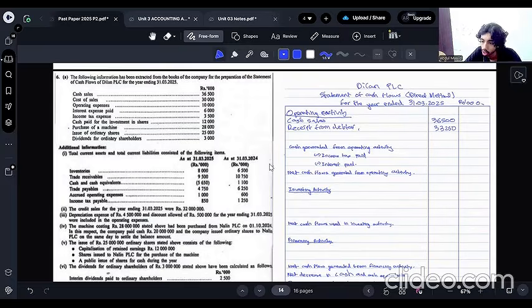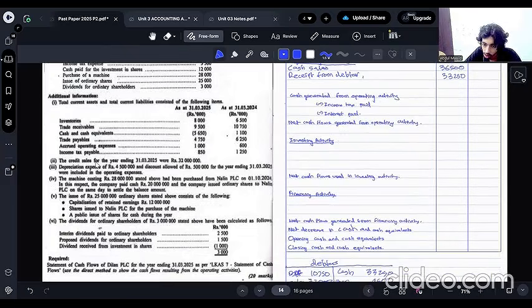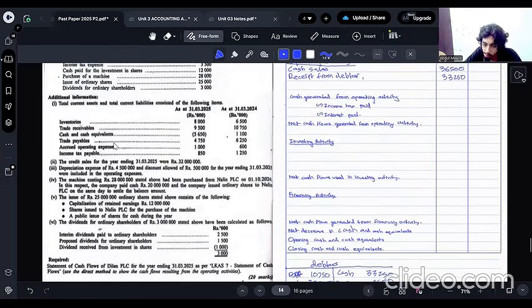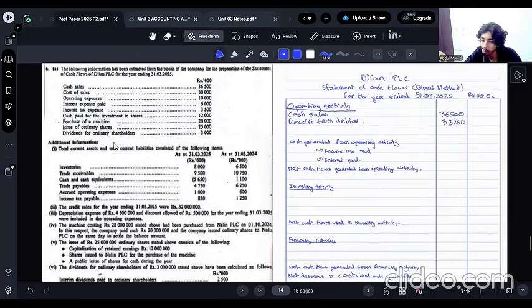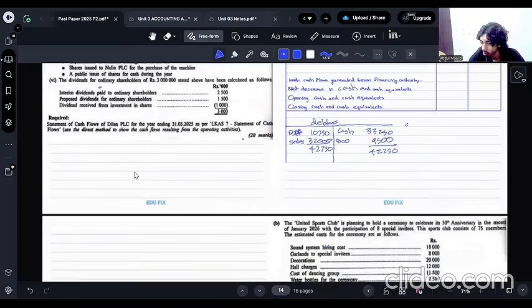Then next, you can find the purchases. Okay, how much was paid to creditor. Now here you have cost of sales. Through cost of sale, you can find the purchase. Opening stock plus purchases minus closing stock will give you your cost of sale.